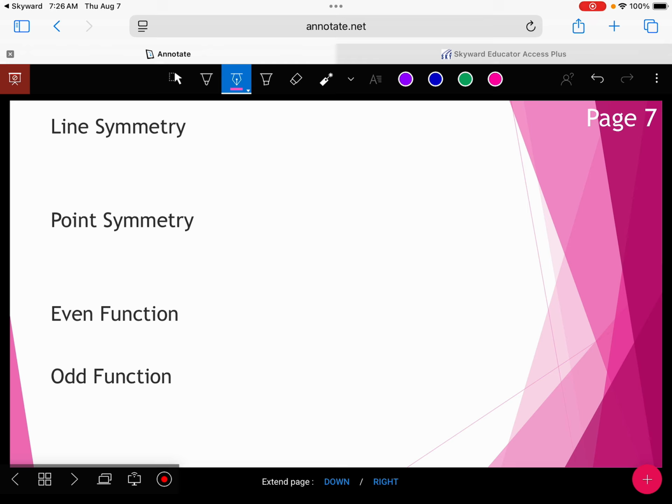So we're going to be talking about symmetry today, and we're going to have a couple of tools we use when talking about it, because it's one of those things that is sometimes hard to picture in our heads, but we're going to do our best, okay? So we're going to work through some stuff. There are 2 kinds of symmetry that we're going to look at: line symmetry and point symmetry. I'll explain those. And then there are 2 very, very special kinds of functions based off of both of those. And we're going to talk about these the whole day.